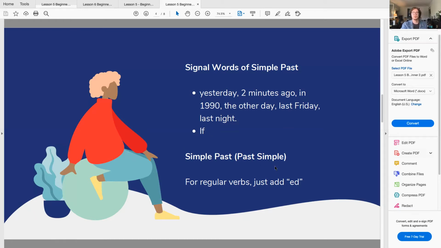For simple past or past simple, depends on who you ask. Regular verbs, super easy. You just add that suffix ed. So things like walk and close and open and shower. It would just be walked and closed and opened and showered, things like that.